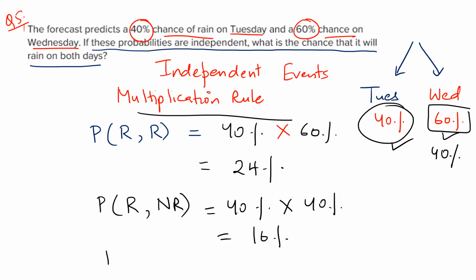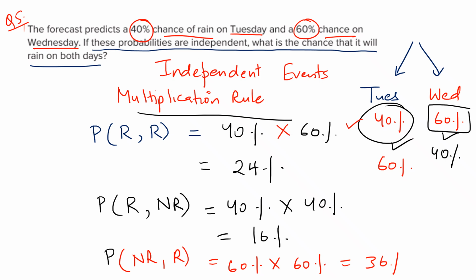Correct? Now one more, another variety I will give you. It will not rain on Tuesday, but it will rain on Wednesday. So probability to rain on Tuesday is 40. So not rain is 60. So 60 multiplied by probability it will rain on Wednesday, again 60. So how much will this be? Just do the multiplication. 60% multiplied by 60%. So this will come 36%. Okay. So even though the question just asks you for the rain on both days, I give you two more examples just to make it easy and understandable. Hope it is clear and useful.